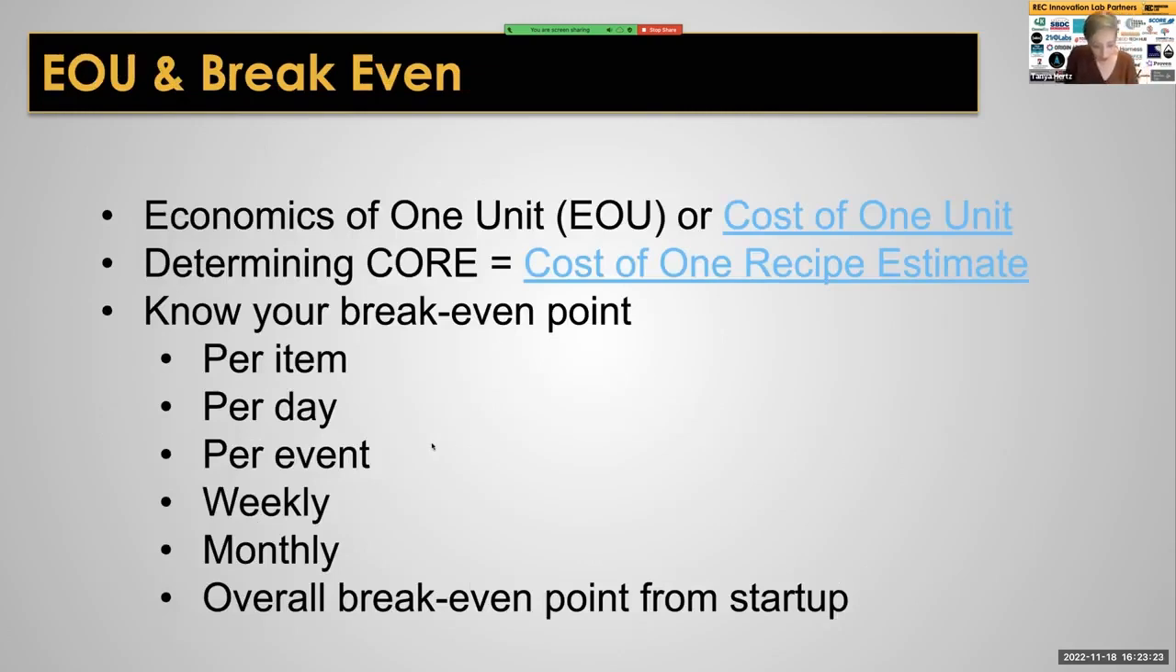And remember, when we talked about the economics of one unit, it means that you need to know how much each one item you sell costs, the costs of one recipe. Every recipe that you make, you need to know roughly what that costs you to make. And of course, it's going to go up and down with the variable prices as costs go up and other things, but you need to know your break-even point for each recipe that you sell. You also need to know your break-even point per day. How much does it cost you to stay in business in a day?